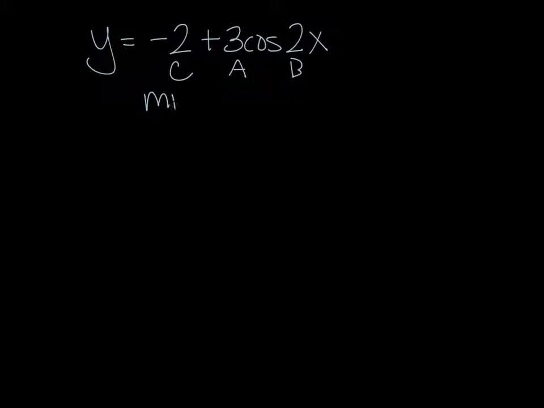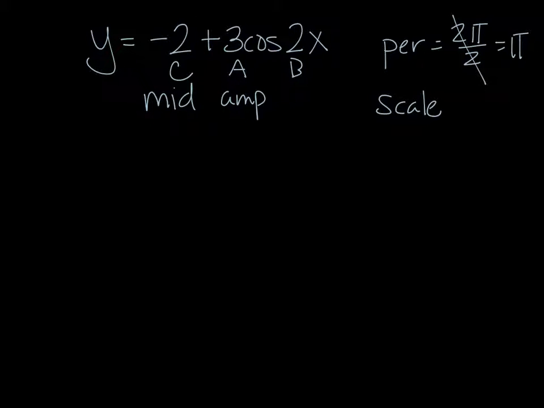Alright, so what if we had -2 plus 3 cosine 2x? We've got a C, an A, and a B. So our middle will be -2. Our amplitude will be 3. And our period will be 2 pi divided by 2, which is pi. So our scale will be pi divided by 4.